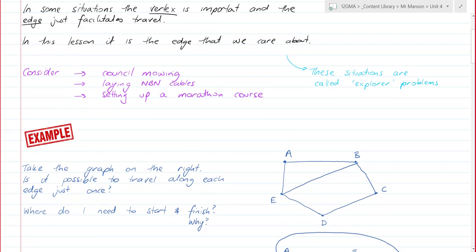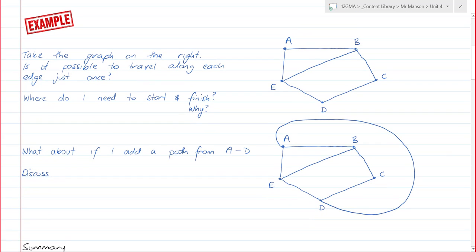An example, take the graph on the right. Is it possible to travel along each edge just once? Where do I need to start and finish? So here's a graph. Who would like to suggest a vertex that I start on? E and C, I've heard. I'm going to start with C. I'm going to travel around this graph and see if I can travel along each edge just once.